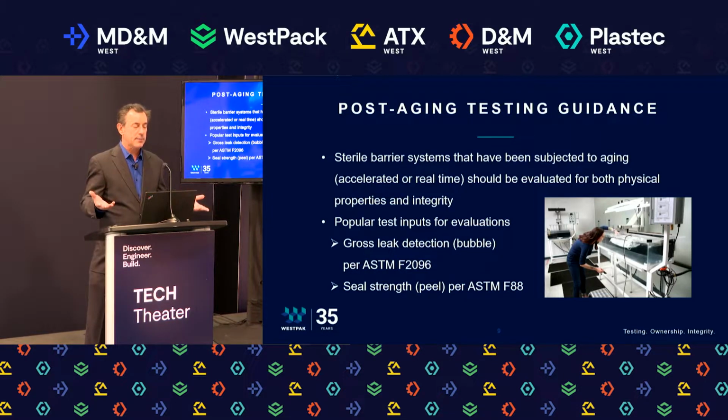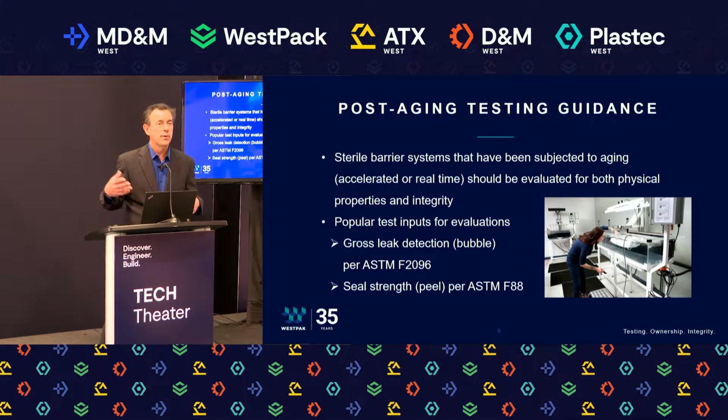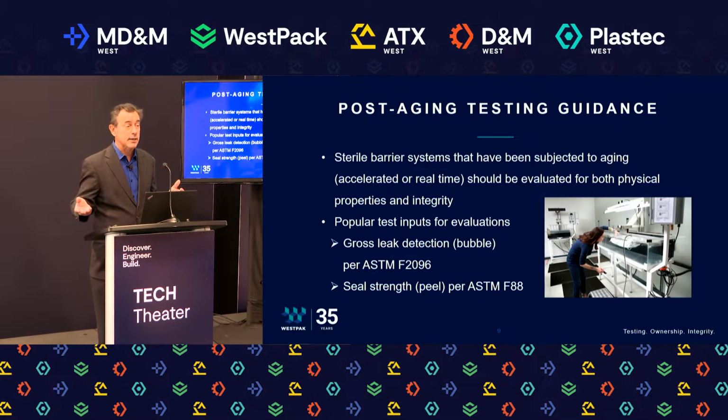And then it has to be evaluated. So how do we evaluate the packaging after the aging? We use some integrity tests, called gross leak or dye penetration. Then we look at some strength tests, and that's peel test or even burst test. We're looking for changes in the packaging material, changes in the sterile barrier system. And again, the focus is on the sterile barrier system, the packaging.